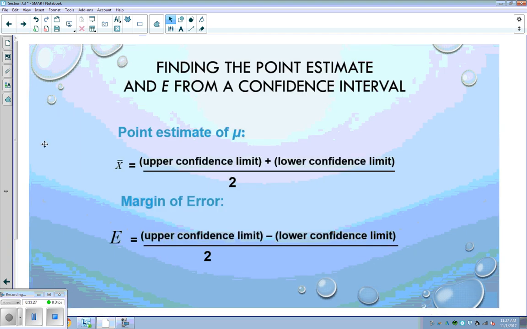So just like before, we can go backwards. We can find things out the backward way. In other words, if I already have a confidence interval, if they give me the confidence interval, I can use those numbers to find out the mean of the sample. I'm just going to add them up and divide by 2. I can also find my margin of error by taking the difference and dividing by 2, just like we did with the proportion ones. Exactly how we did it with the proportion ones.